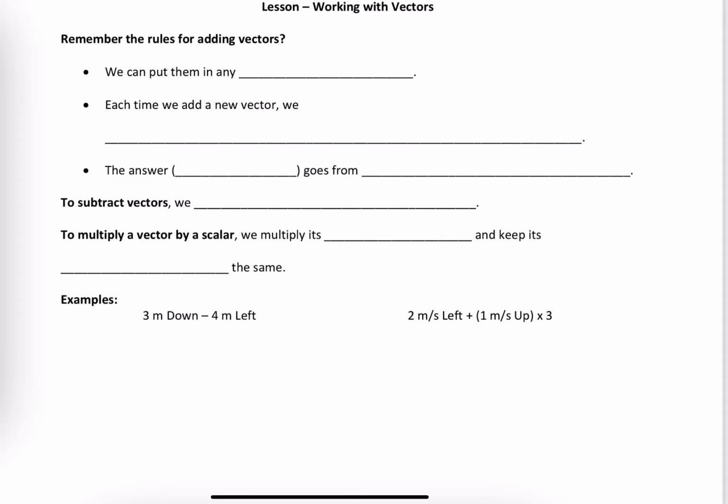So for starters, I want to review some things we've already discussed about vectors. And that is these 3 points. When I'm adding vectors together, so these are the rules we went over for adding vectors. When I'm adding them, I can put them in any order. Just like adding numbers, order doesn't matter. Each time I add a new vector to one I've already drawn, I start where the last one left me.